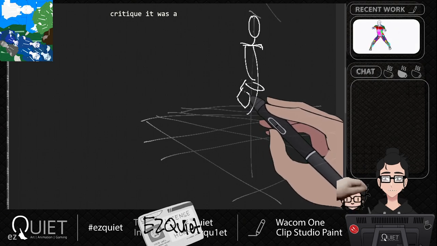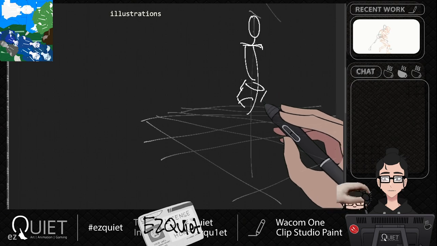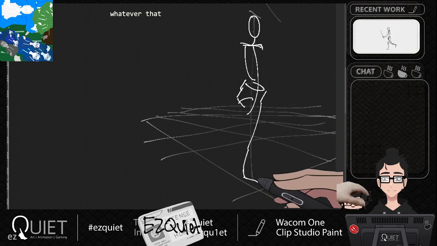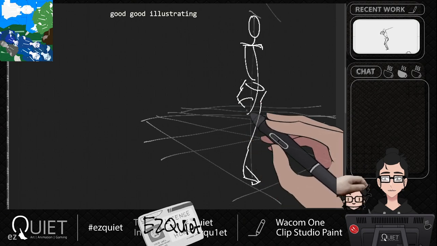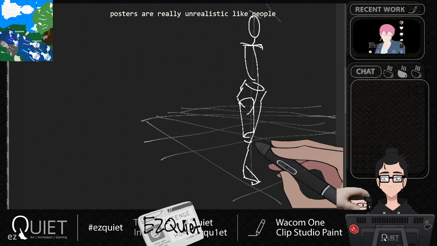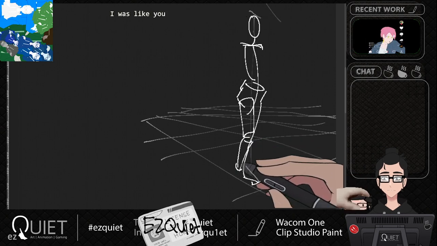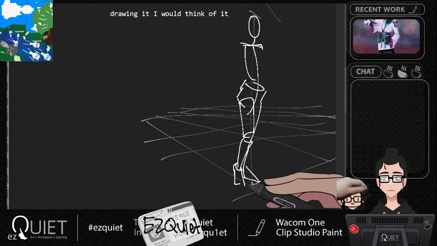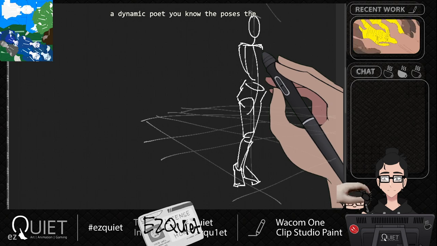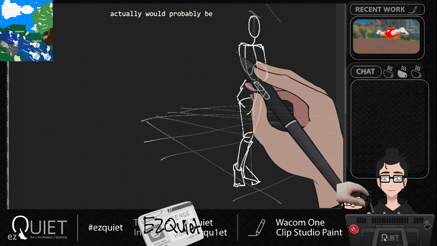I actually got a portfolio review once on some of my illustrations. The guy who was reviewing my portfolio was this great illustrator. That was his thing, he was good at illustrating. And he looked at my work and he's like, you know, your poses are really unrealistic. People wouldn't actually be in these poses. In my head, at the time that I was drawing it, I would think, oh, this is a dynamic pose, the character's doing something crazy over here. But he was right, the character would probably be super uncomfortable if they were in that pose.